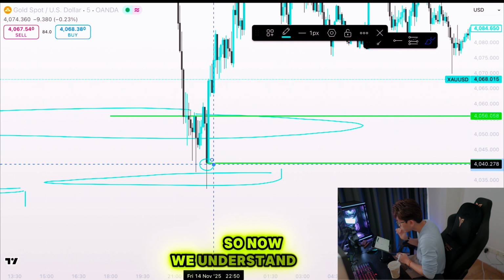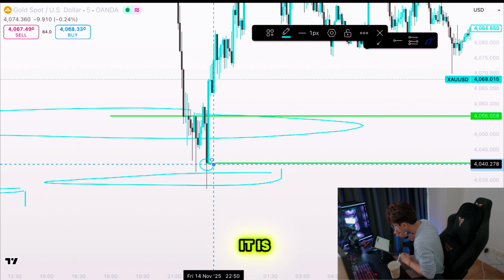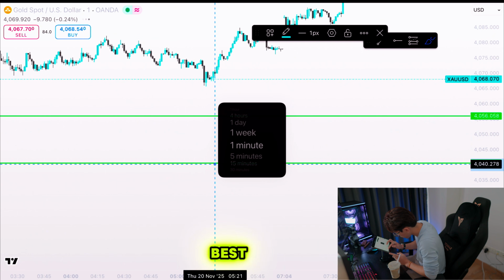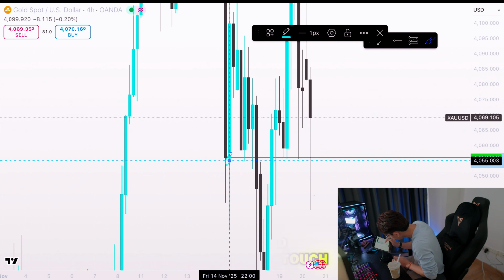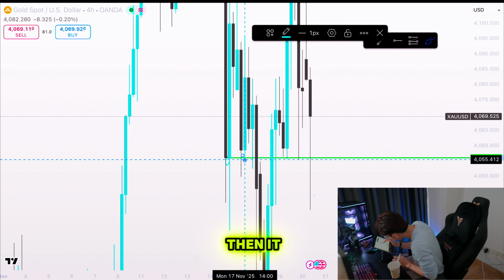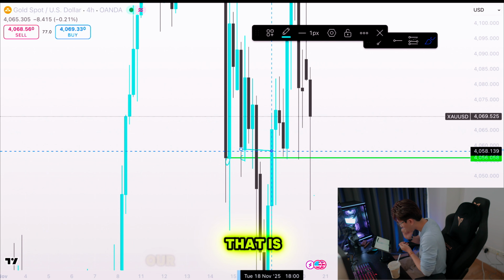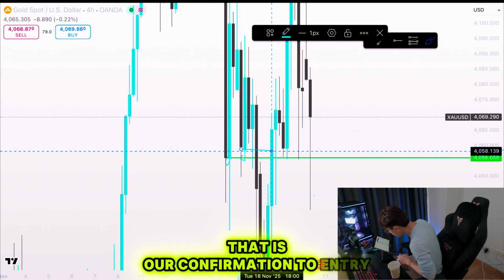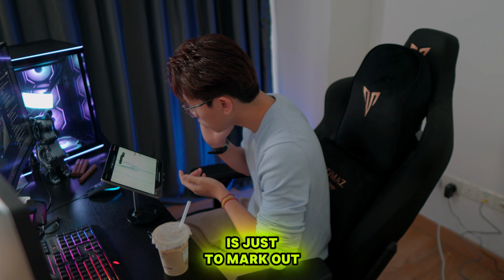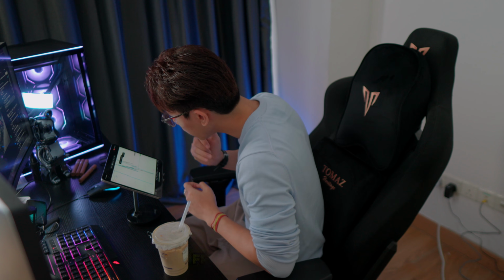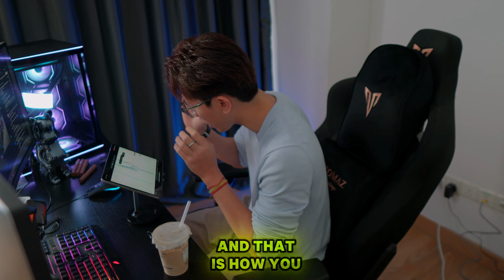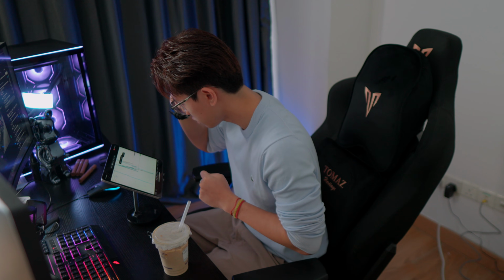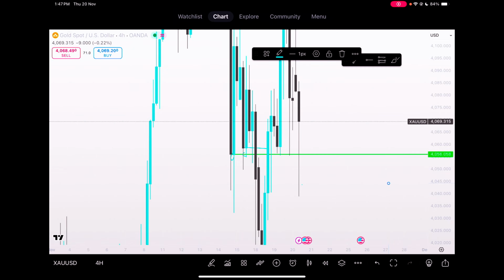So now, we understand how wicks work. It is just a lower time frame zone. How do you find the best entry? Very simple. You find the best entry at the higher time frame zones. For example, now we're at the H4 zone. What did gold do? Gold touched the H4 zone, and then it formed a new SNR form. That is our confirmation to enter. To answer this question easily, just mark out the zone on the higher time frame and enter from that zone. Wait for the 3 confirmations and enter from the zone, and that is how you find your best entry. So, any other questions?